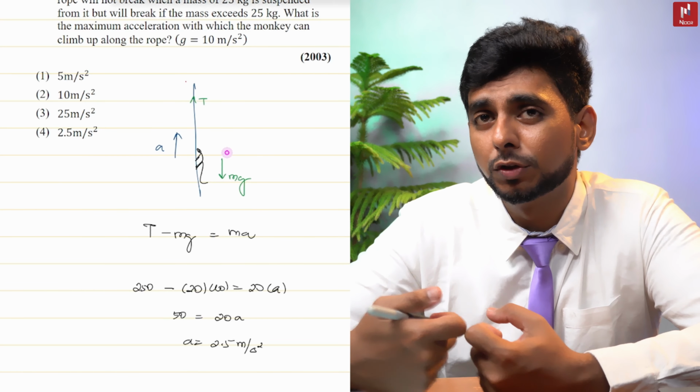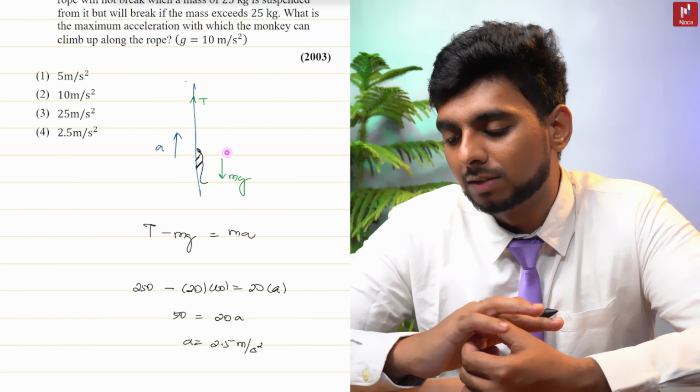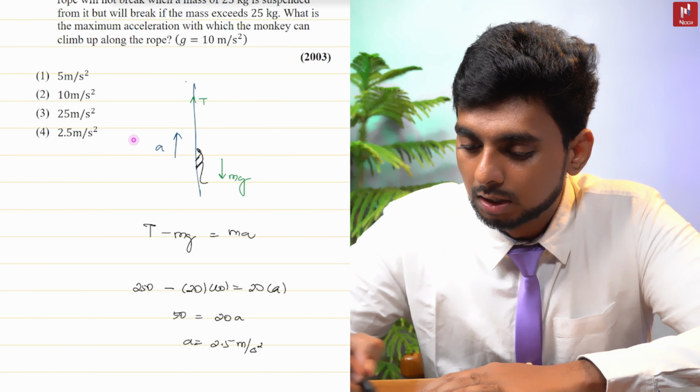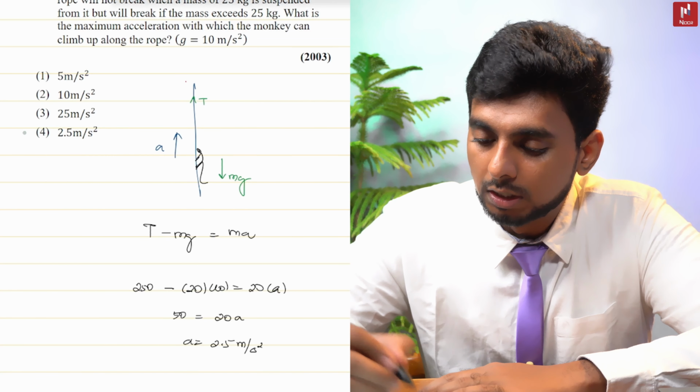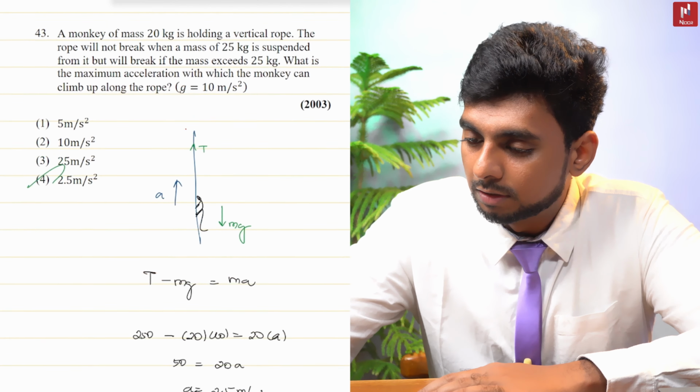Okay, that tension shouldn't exceed 250 Newton, which is like 25 kg. Fine. So the answer here is 2.5 meter per second square, which is option 4. Fine. You shouldn't have any doubt in the sum. It should be clear.